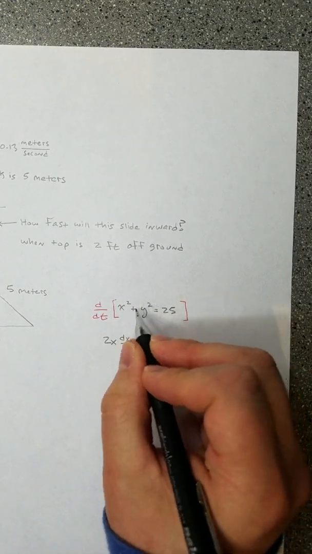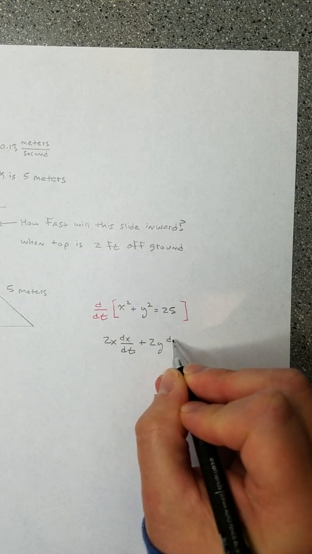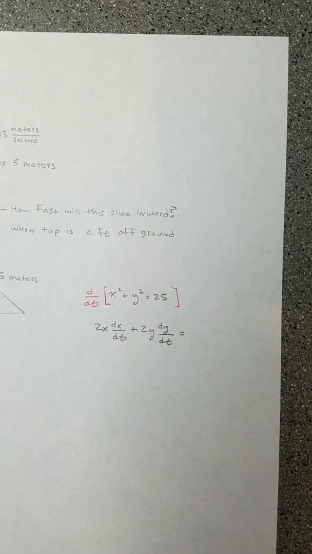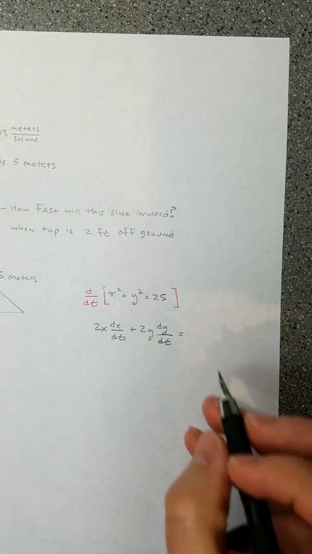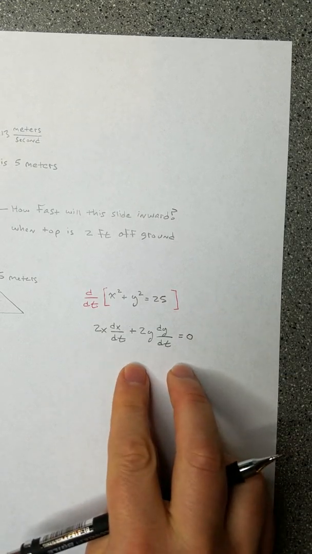Over here, same thing. What's the derivative of y squared? It's going to be 2y times dy dt. And then on the other side, 25, the derivative of a constant is 0. Okay. Now, all right, what do we do with this now?